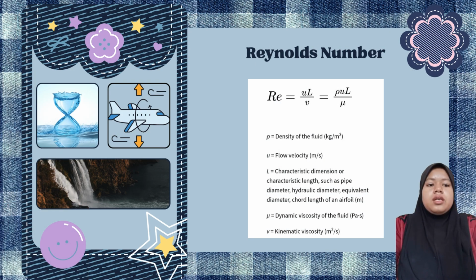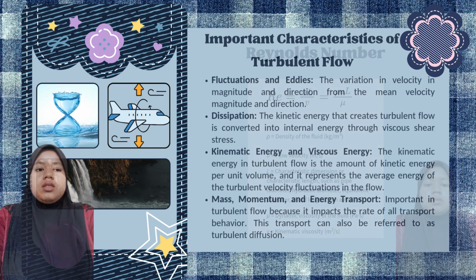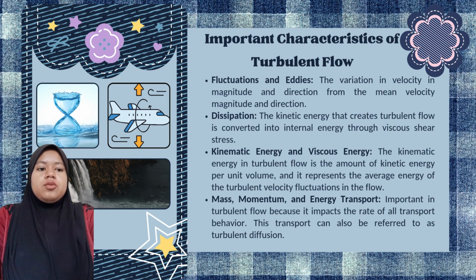So this is the Reynolds number formula. Re is equal to flow velocity multiplied by characteristic dimension or characteristic length, divided by kinematic viscosity, and equal to density of the fluid multiplied by flow velocity multiplied by characteristic dimension or characteristic length, divided by dynamic viscosity of the fluid. So these are the important characteristics of turbulent flow.